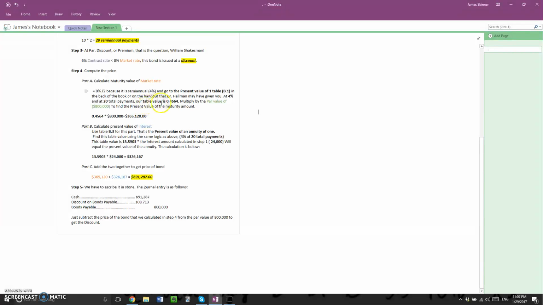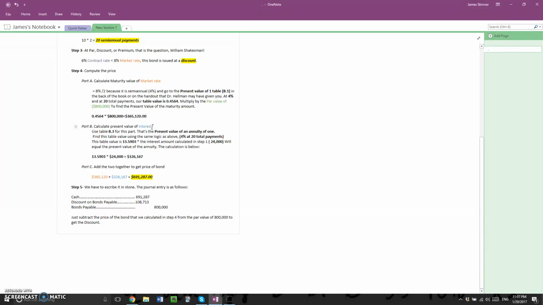For step 4, we're going to compute the price. This is the longest part of the entire problem, so bear with me. First part is we have to calculate the maturity value of the market rate. Since we determined earlier from reading the problem that the market rate was 8%, we need to divide that number by 2 because it is a semi-annual payment.